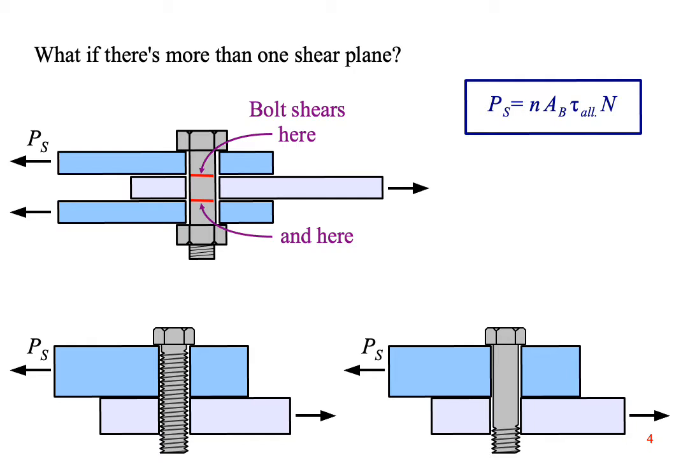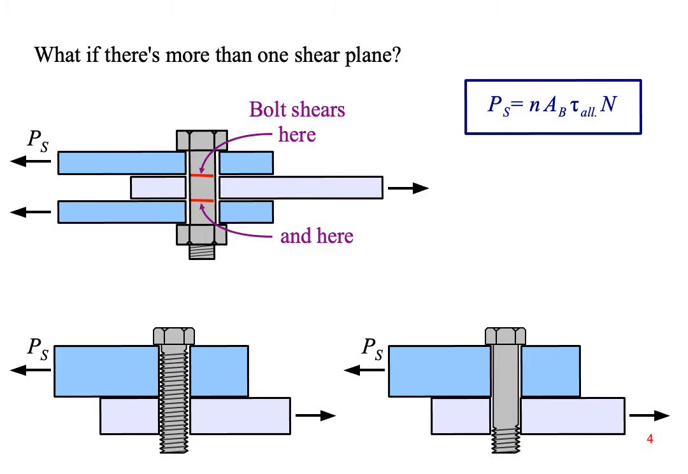What if there's more than one shear plane? This bolt is carrying the load in 2 places, so we have twice the cross-sectional area supporting the load. Let lowercase n be the number of shear planes. The shear force is the product of 4 variables.